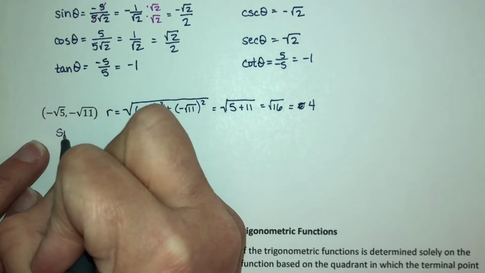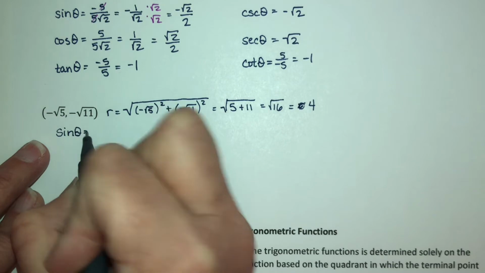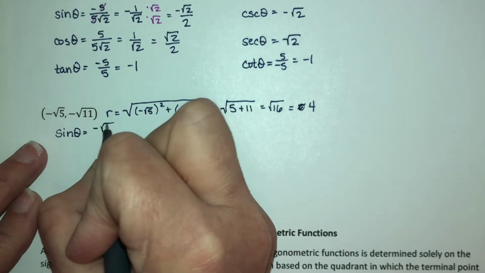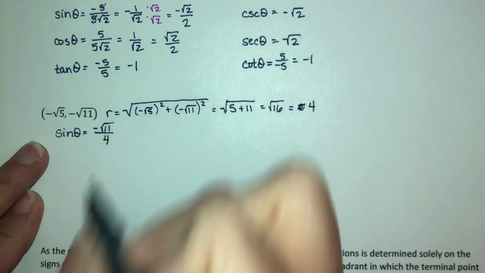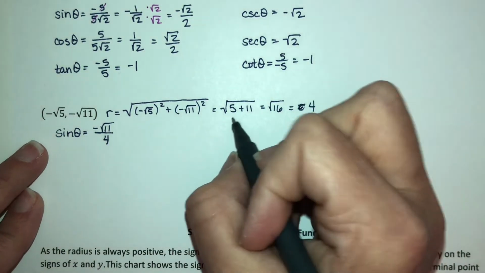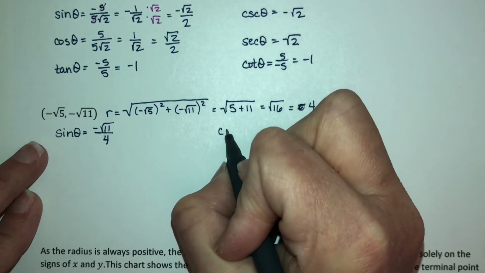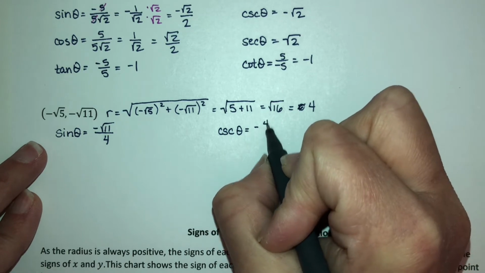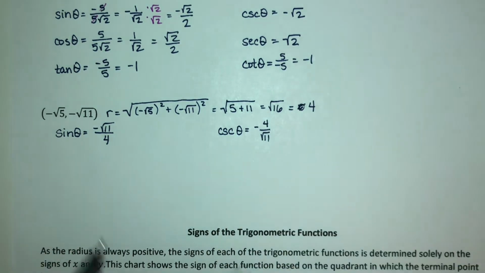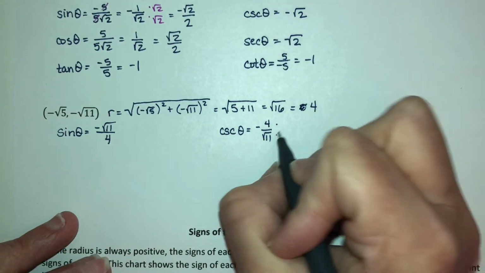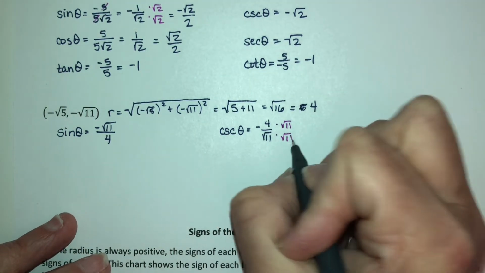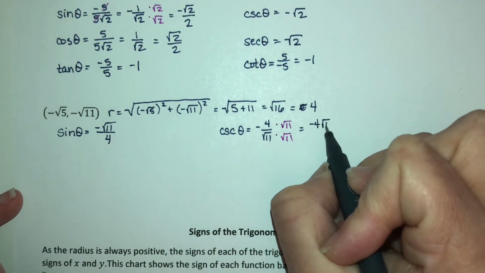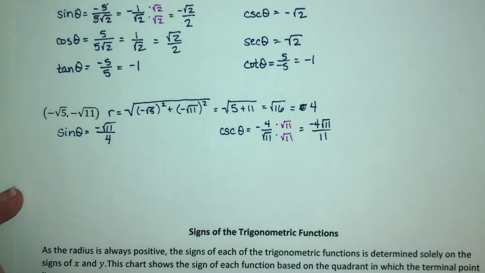So now let's start our trig functions. Sine of theta is y over r, so negative square root 11 over 4. And its reciprocal function, cosecant, would be -4 over the square root of 11. And rationalize this, multiplying top and bottom by the square root of 11 to get your cosecant value of -4 square root 11 over 11.